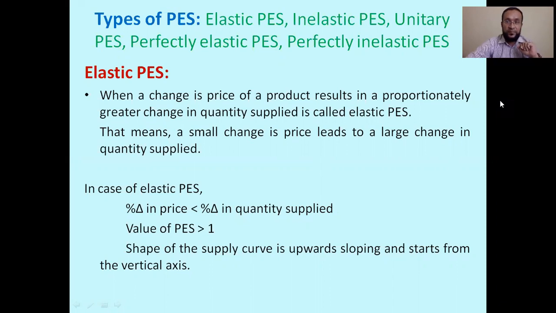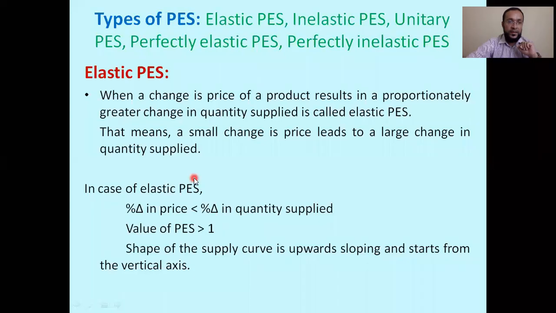When a change in price of a product results in a proportionately greater change in quantity supplied, it's called elastic PES. That means a small change in price leads to a large change in quantity supplied for elastic PES. In this case, for elastic PES, the percentage change in price is lesser than the percentage change in quantity supplied and the value of PES is greater than 1. As a result, the shape of the supply curve is upward sloping and it starts from the vertical axis. So this is all about the elastic PES. Now let us move to inelastic PES.